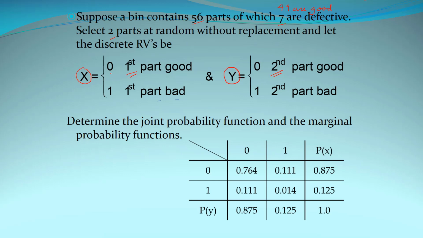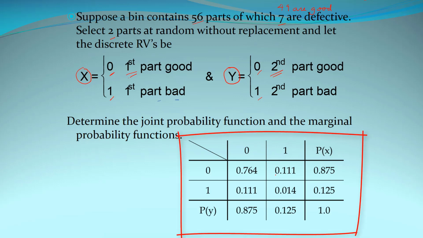So we can have a good first part, which we're going to represent with a 0, or we can have a bad first part, which we're going to represent with a 1. And we'll use the same nomenclature for y, the second part. So good is 0, bad is 1. Now, we can represent all the permutations that can arise, all the different kinds of flavors of parts, using this table right here.